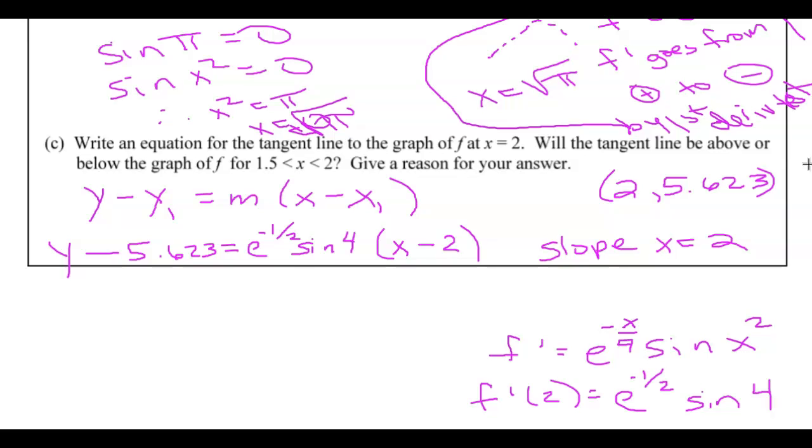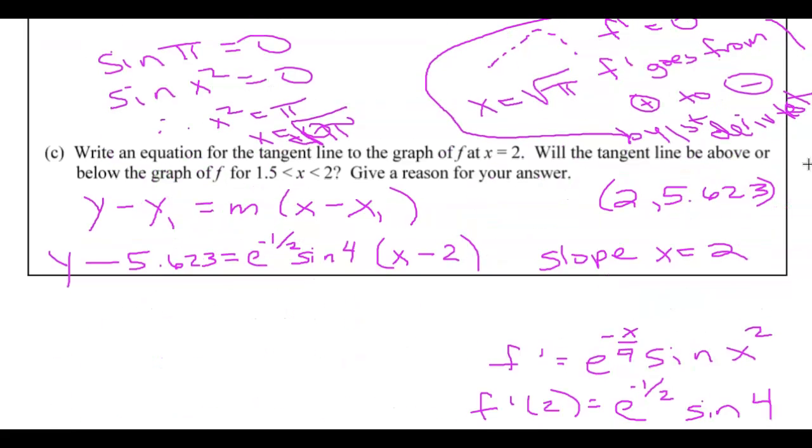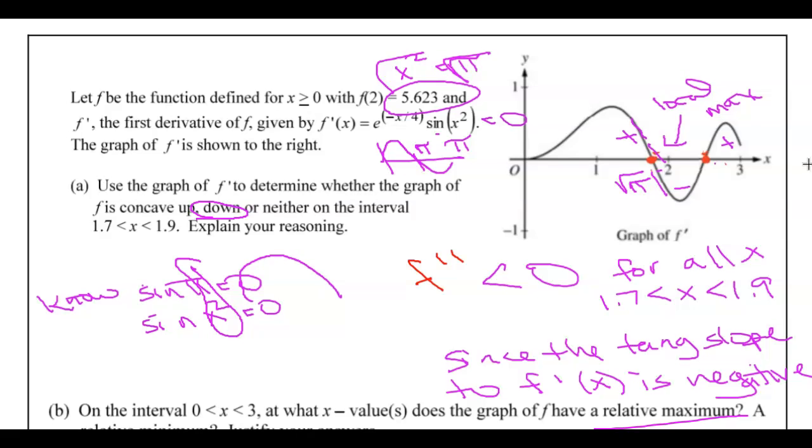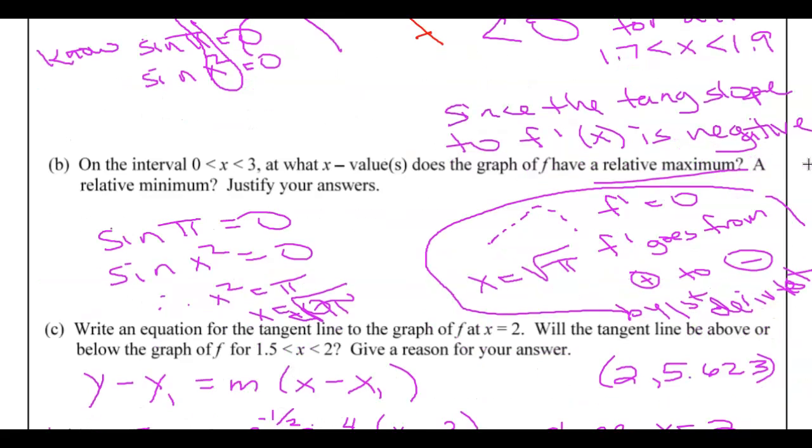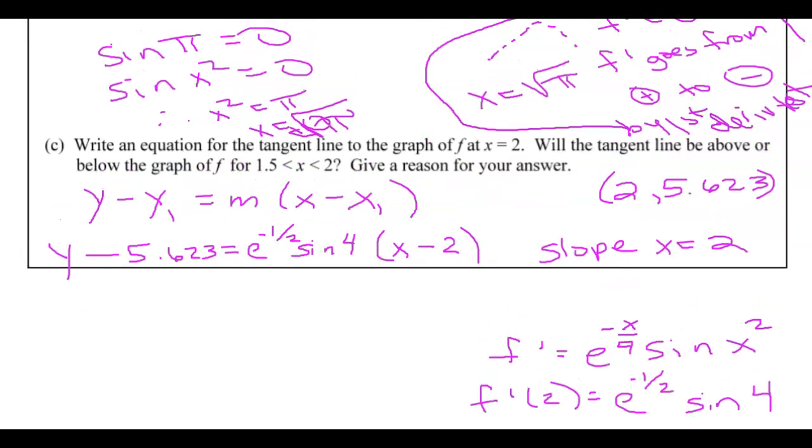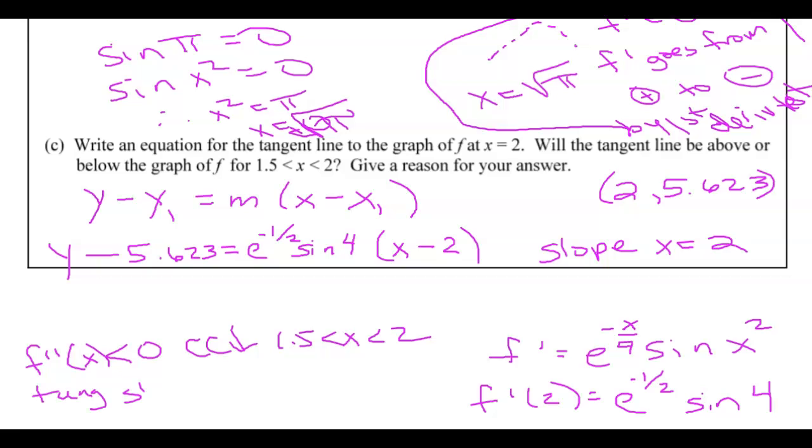Now they want to know, will the tangent line be above or below the graph from 1.5 to 2? So remember, we're going to use concavity. From 1.5 to 2, we know this is the derivative. Since the tangent lines are negative, the second derivative is going to be negative, okay? So the second derivative is negative, concave down, for x from 1.5 to 2, because the tangent slopes to f prime are negative.